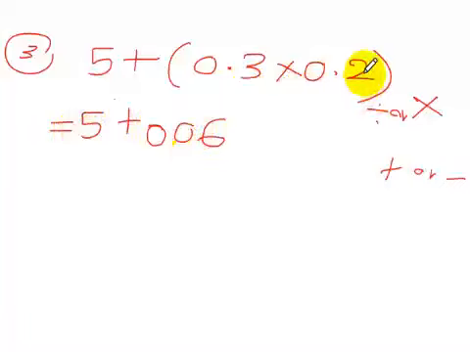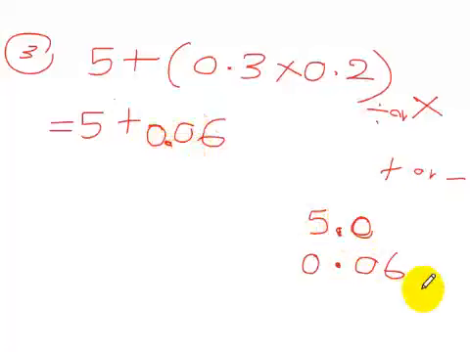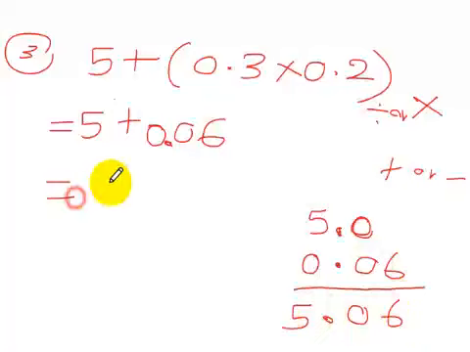So how many decimals? 1, 2. Answer is 0.06. Now adding a decimal to a whole number. So how do we do that? You have learned how to add decimals in a previous grade, right? 5.0, 0.06. This decimal point should be in one line, right? In one line. So 0, here 6, 0, 5. Answer is 5.06.